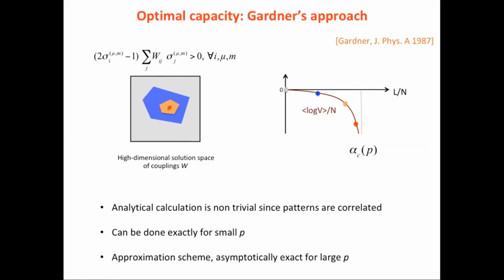And if you put one more manifold, then there will be no point left. That means you have no solution. You are above the maximal capacity of your network.